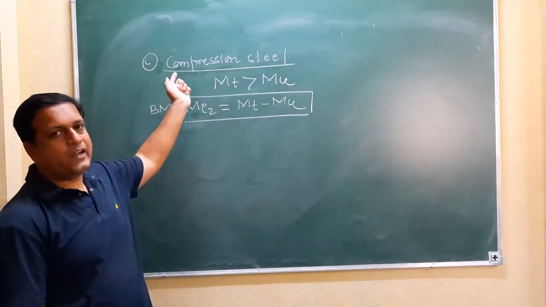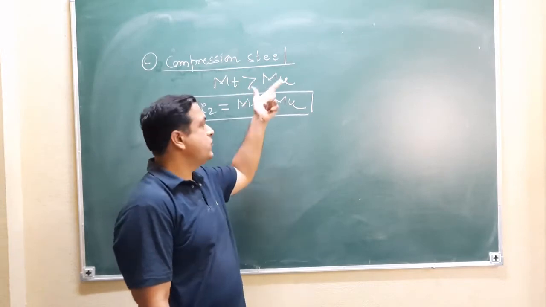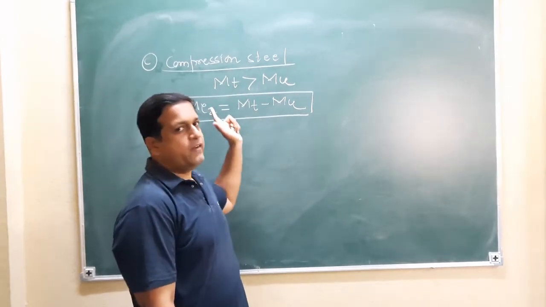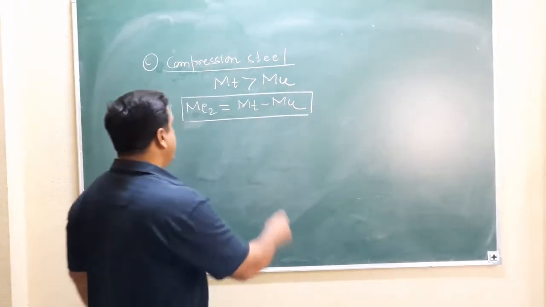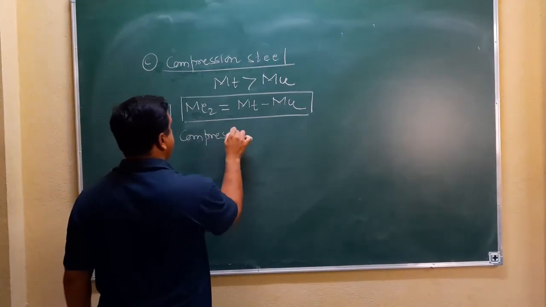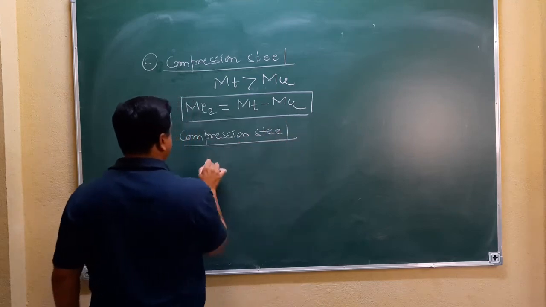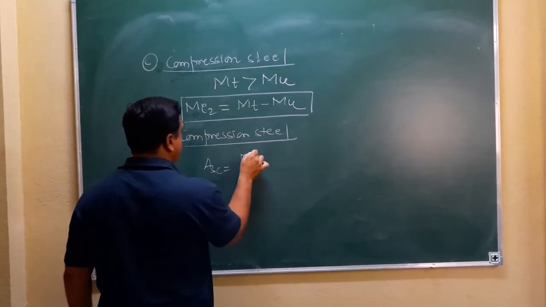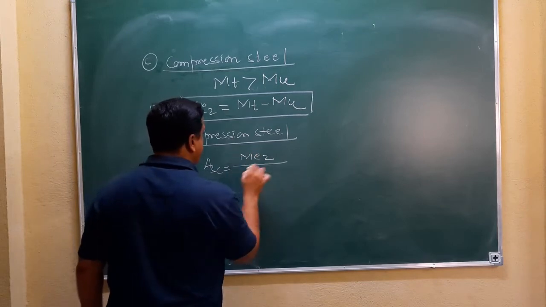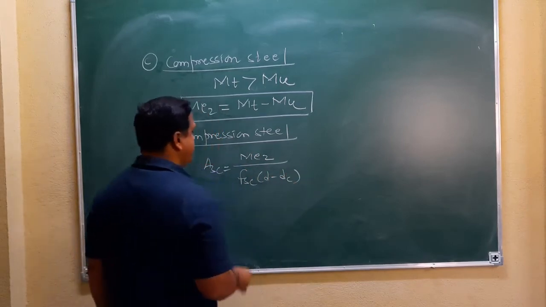MT already we have calculated in previous steps. MU is the given ultimate bending moment. You take the difference and find out the ME2 and compression steel. Compression steel ASC is equal to ME2 divided by FSC into (D minus DC).